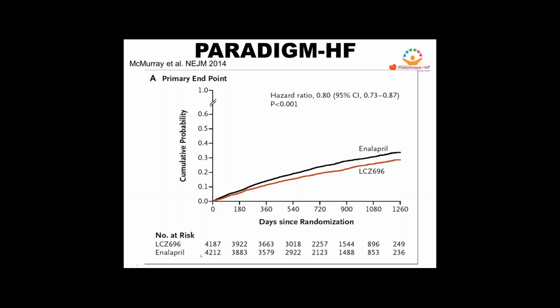And as you can see, over 8,000 adults were randomized into this, half going to LCZ and half to enalapril. And there was a significant benefit on the primary endpoint of LCZ compared to enalapril worldwide. And on the basis of this, the FDA approved LCZ696 for the treatment of heart failure in adults.